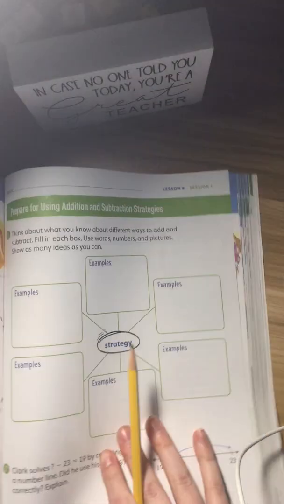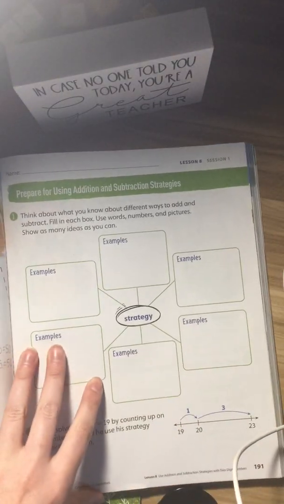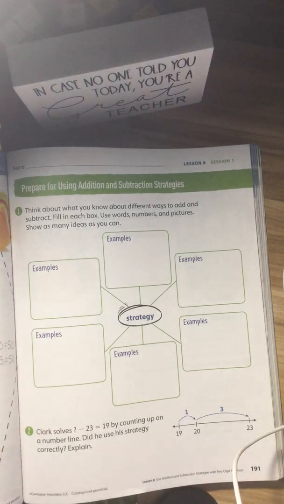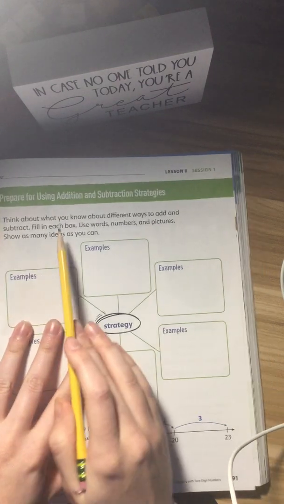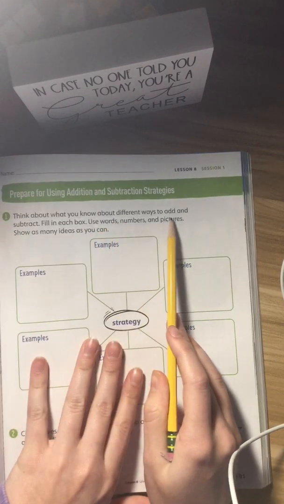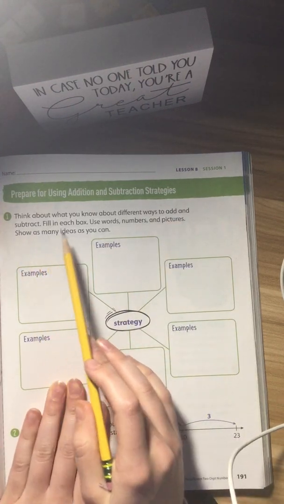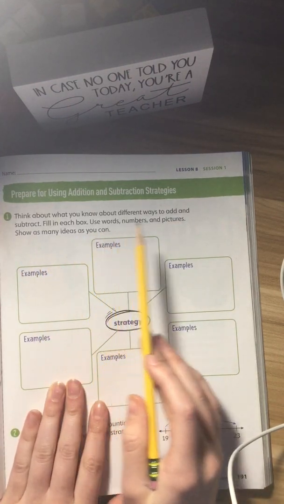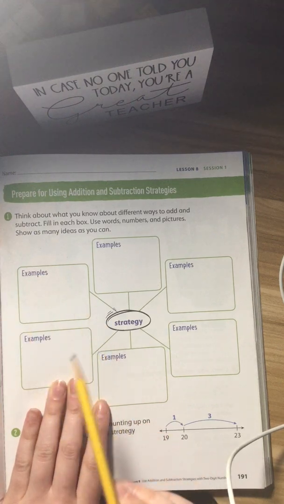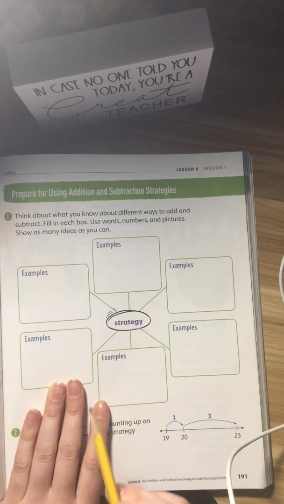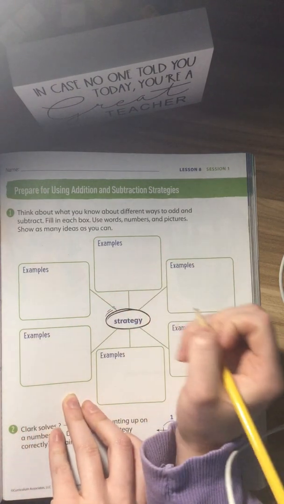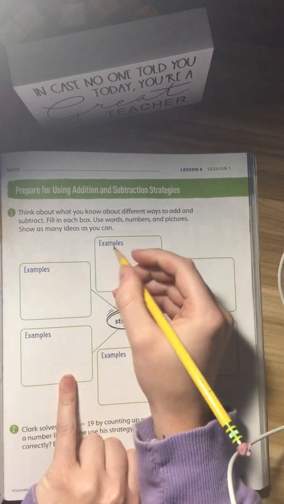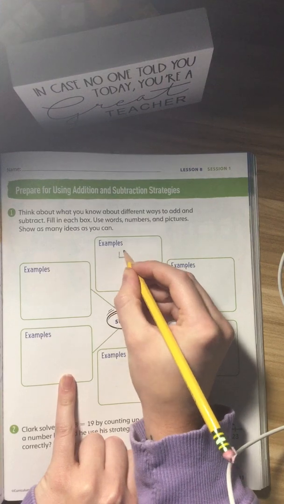Now we are going to start looking into what is a strategy. So we have learned this vocab word a bunch of different times, right, friends? So it says, think about what you know about different ways to add and subtract. Fill in each box. Use words, numbers, and pictures. Show as many ideas as you can. Well, so let's think of different strategies we do to solve problems. So we have our stacking strategy, right, friends?